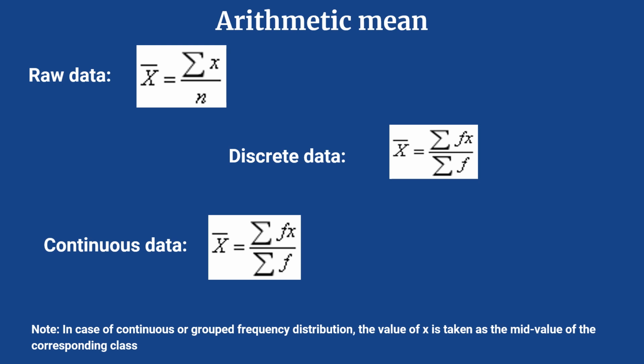For continuous data, the formula is x bar equals summation fx upon summation f, where f stands for frequency and x is the midpoint of the class interval. Since it is continuous data, class intervals will be given to us. We can find the value of x by taking the mid value of the corresponding class.